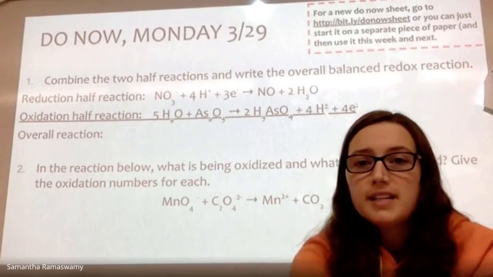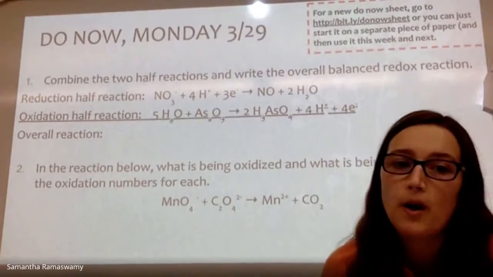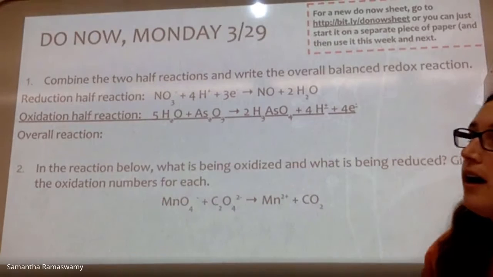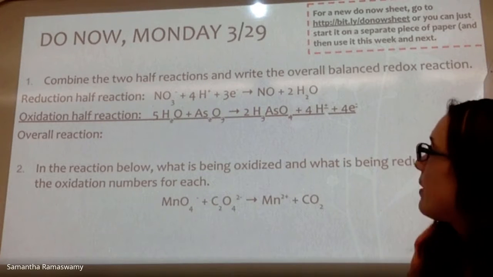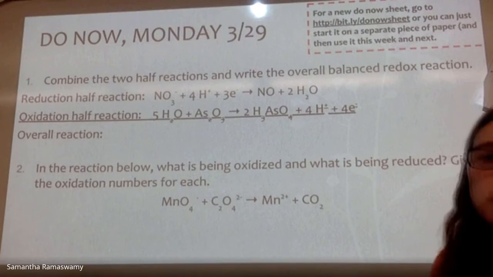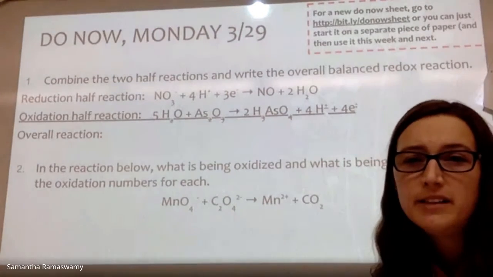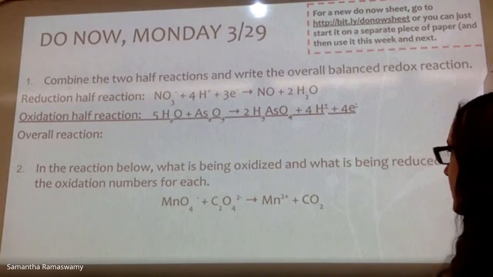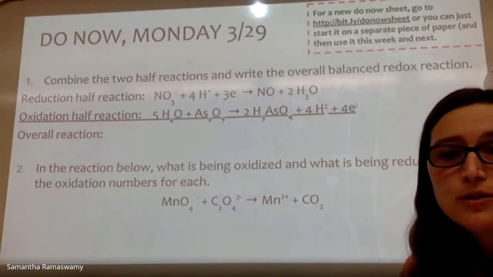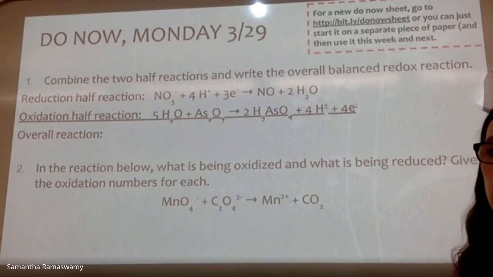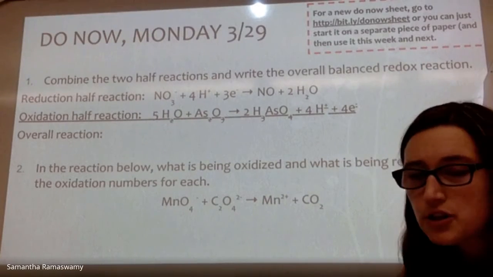But for today's do now, there's just 2 questions before you guys have some time to work. So the first one says, combine the 2 half reactions and write the overall balanced redox reaction. And then number 2, in this equation, what is being oxidized and what is being reduced? And I said assign or give the oxidation numbers for each.